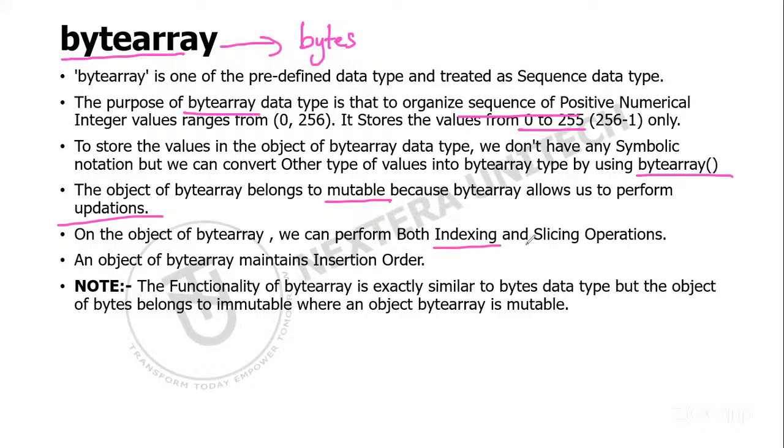The rest of all other features are the same, guys. We can perform indexing, we can perform slicing. It maintains the insertion order as it is. So the only difference that you observe between byte array and bytes is the immutable and mutable nature. Byte array is a mutable type, bytes is an immutable type. This is the only difference between bytes and byte array. Very, very, very important.